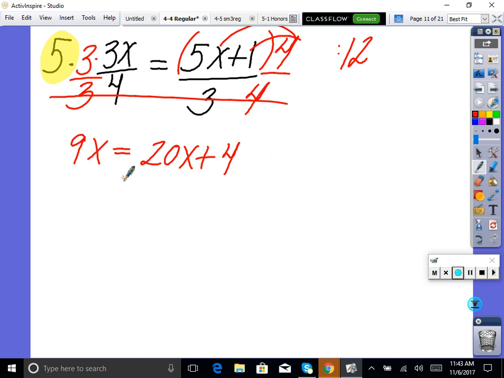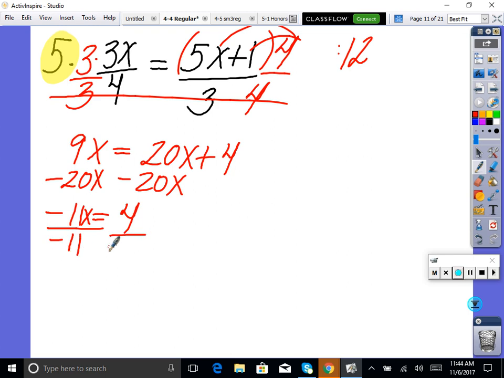Yep. Minus 20x, not a bad idea. So -11x equals 4. Solve for x. Divide by -11. So x is equal to -4/11.